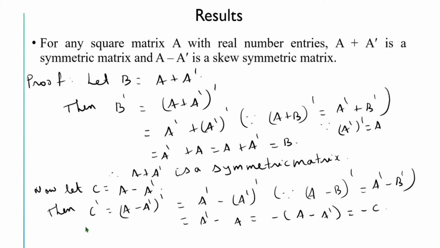So we got C transpose is equal to minus C, which means A minus A transpose is a skew symmetric matrix. Therefore, A minus A transpose is a skew symmetric matrix.